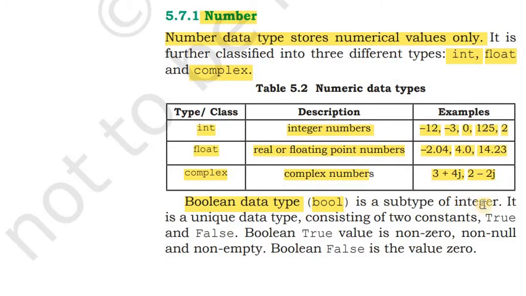Okay students, the next data type is the Boolean data type, but its keyword is bool. It is a subtype of integer. It is a unique data type consisting of two constants, true and false. So note it down, bool can store either true or false, not others. Boolean true value is non-zero, non-null and non-empty. Boolean false is the value 0. So Boolean false is fixed, Boolean false is the value 0, but the true value is non-zero, non-null and non-empty. Clear?